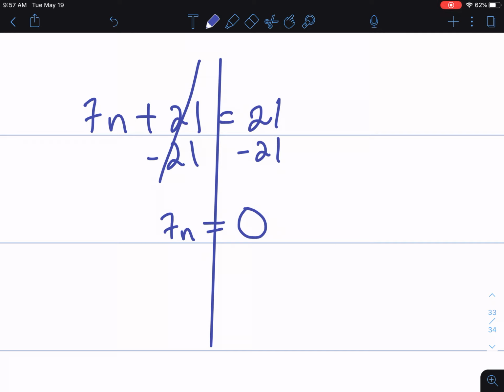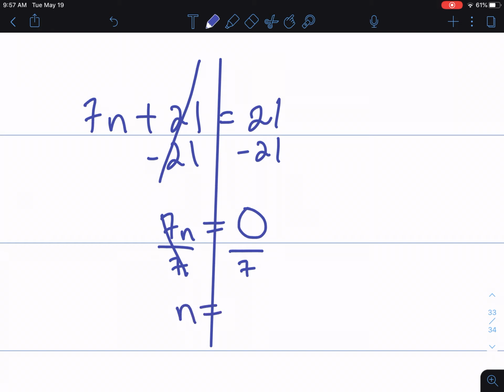Now we're just going to proceed like regular, like that 0 is a 1 or a 5 or a negative 20. So 7 times n, the opposite of multiplying is dividing. We're going to divide both sides by 7. Those become the invisible 1. We don't have to write that down.